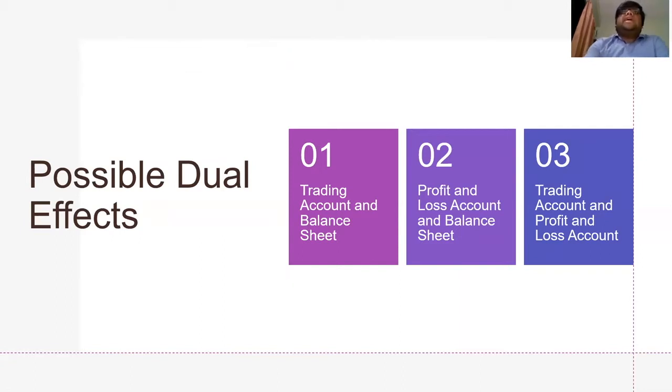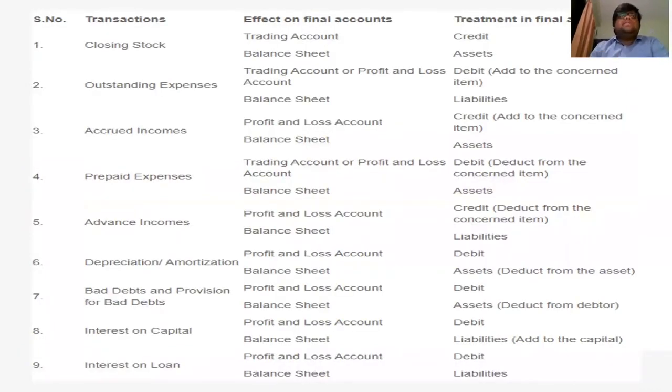So there are some significant adjustment transactions and their effects on the final account. So I'll show you through this. Okay. So as you can see over here, there are 4 columns, wherein the first one is the serial number, the next one is transaction, the third one is effect on the final account, and the treatment in final account.